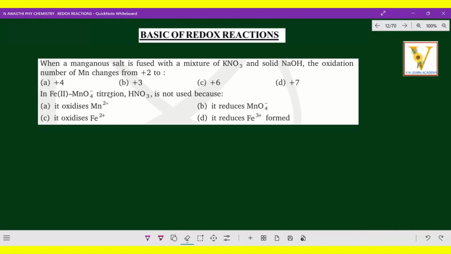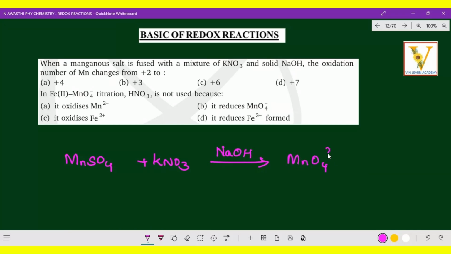The next question: when manganese salt is fused with a mixture of KNO3 and solid NaOH, the oxidation number of Mn changes from plus 2 to what state? Here they have given the options. Let us write the equation, then it will be easy to identify the answer. Manganese salt, MnSO4, combined with KNO3 in the presence of NaOH, gives MnO4 2 minus.